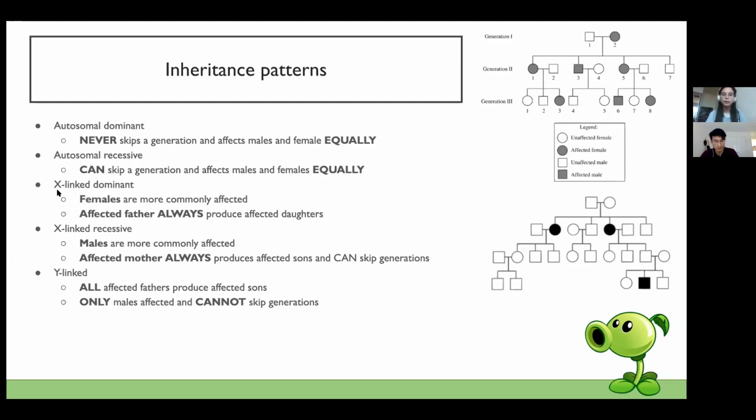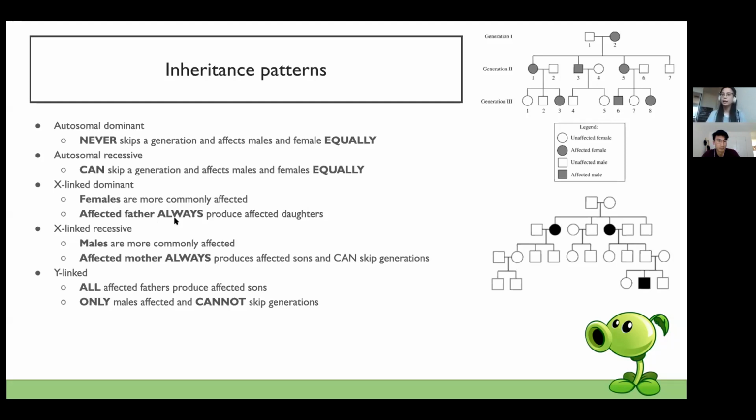X-linked dominant alleles will affect females more because you only need one copy of the allele to be affected, and females have 2 X chromosomes, so they have twice the chance of having that allele, basically. And affected fathers will always produce affected daughters because if the father is affected, his 1 X chromosome has the diseased allele, and he will definitely pass it on to his daughter.